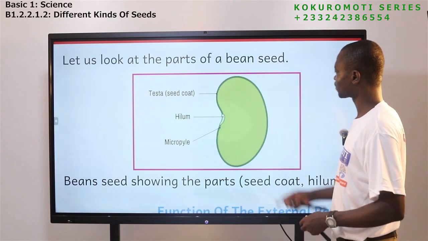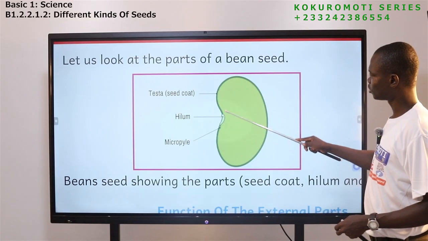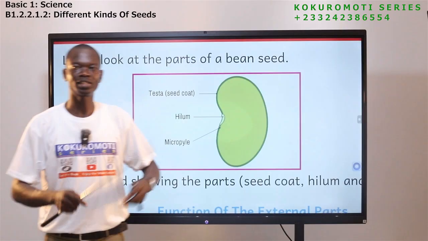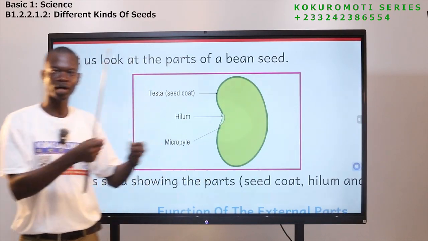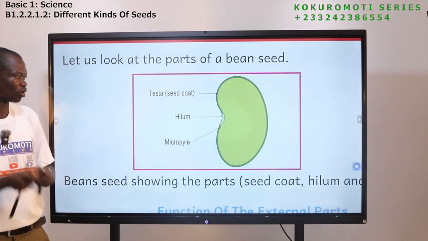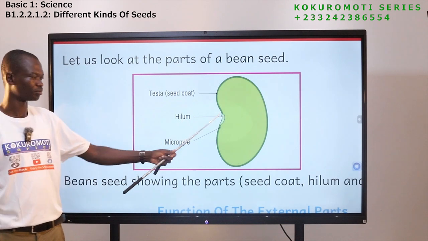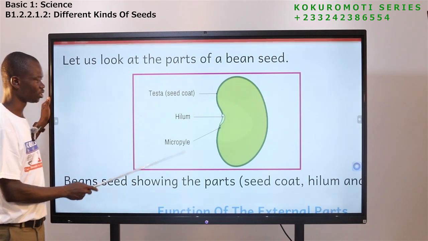Then we have here the hilum. This part, you see the seed. There is a part that always has connection with the plants, where the plant and the seed get in touch. That part, we call it the hilum. So that is what we call that part.